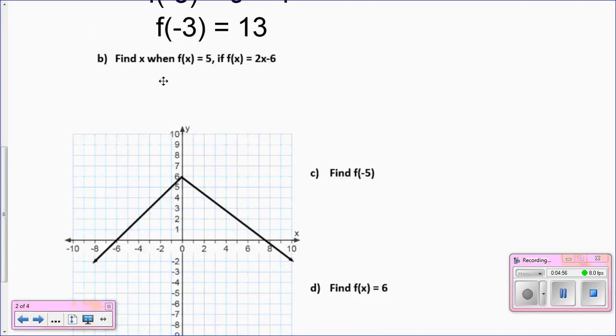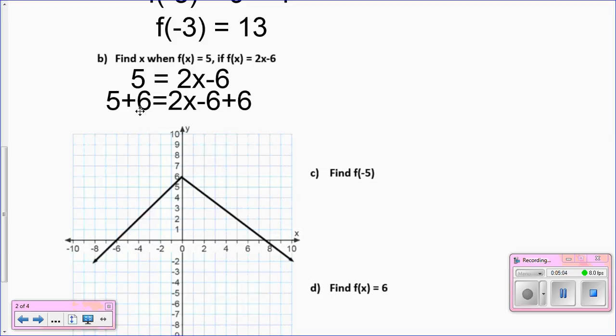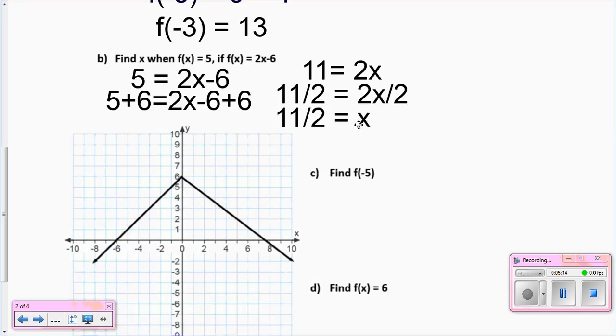B, so f of x equals 5. So I'm going to replace the f of x with a 5 in the equation and solve for the x. I'm going to add 6 to both sides, and then that becomes 11 equals 2x. Divide both sides by 2. 11 halves is my x.